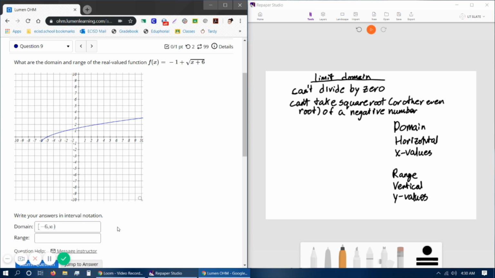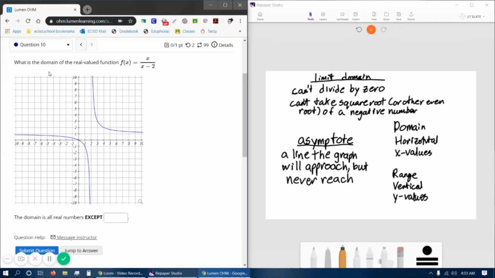For my range, I can see that when the line stops on the left, y equals -1. Since I know the right-hand side will continue extending upwards forever, I can enter my range in interval notation as bracket -1, comma, infinity, close parentheses.